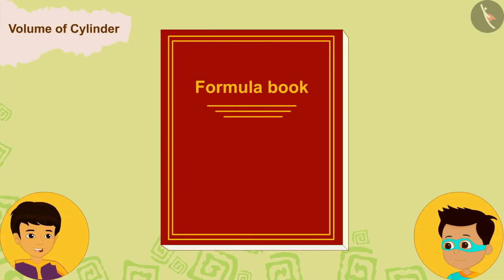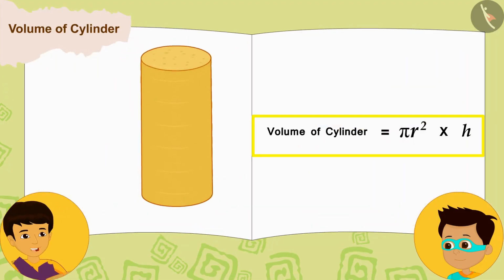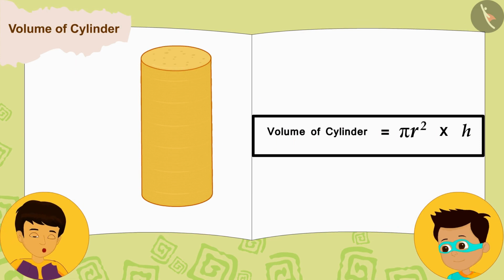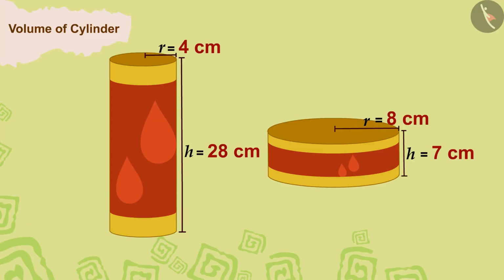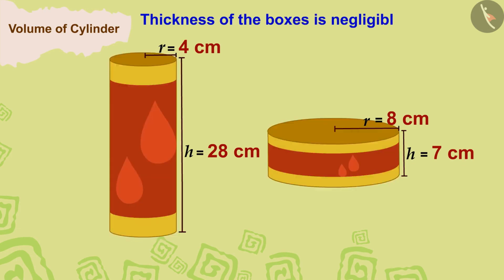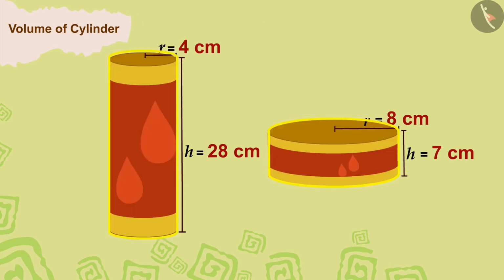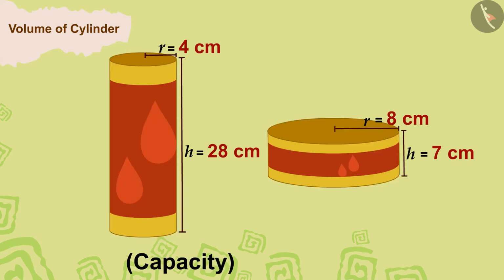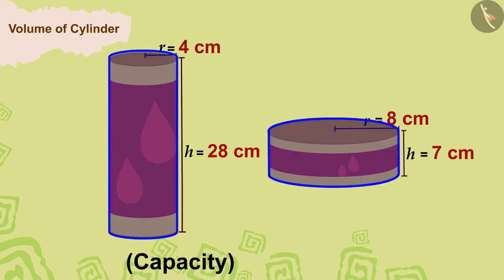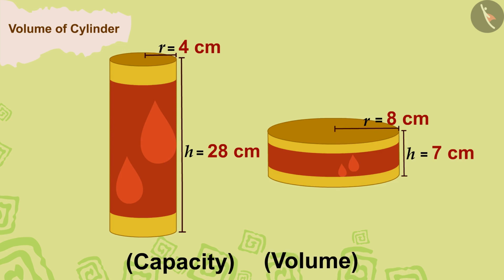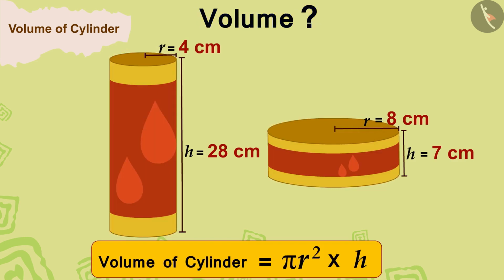Let us now find the volume of both these boxes by taking help of the formula of the volume of a cylinder that we have written in the formula book. Friends, since the thickness of the boxes is negligible, we can say that the space occupied by ghee in the box, which is also its capacity, is equal to the space taken up by the box, which is called its volume. Now, can you find the volume of both these boxes? Pause the video to try it yourself and then match your answer.